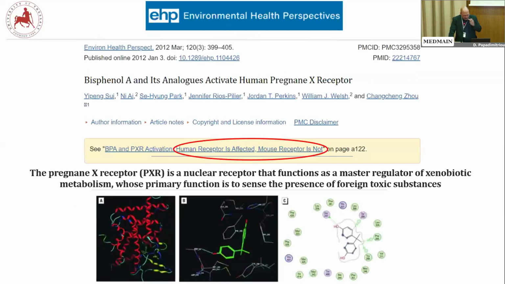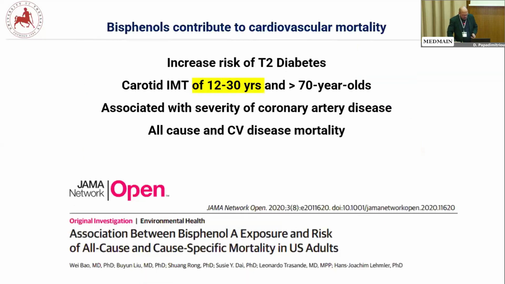So bisphenol A and its analogs, it's very important to understand that they activate the human pregnane X receptor, which is a nuclear receptor like the retinoid X receptor, like the vitamin D receptor. So it means that these receptors, what do they do? They regulate how our genes will be translated. So bisphenols contribute to cardiovascular mortality, for one, because they invade directly the carotids. And so we have already seen images like the last one in our carotids, even as early as 12 years old, and in the elderly, of course. And they increase the risk for type 2 diabetes, coronary artery disease, and all-cause and cardiovascular disease mortality.